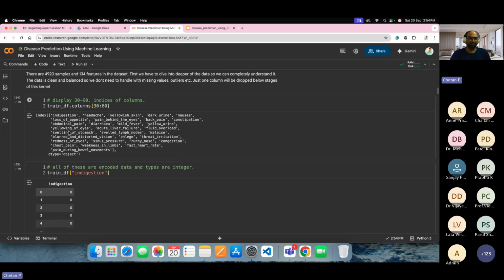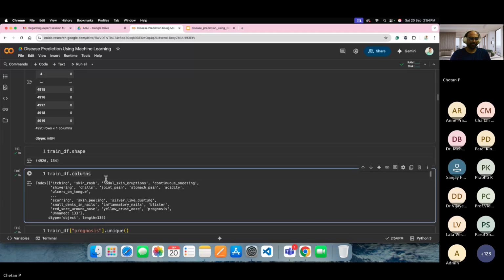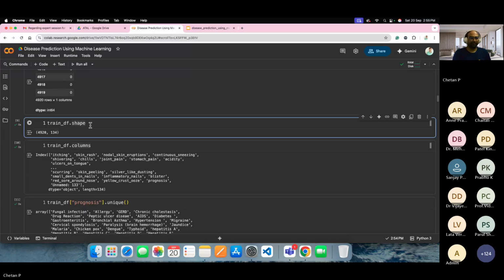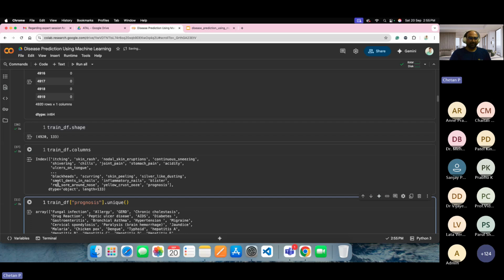Before that, let me open all the columns as well. These are the different columns: itching, skin rash, nodal skin eruptions, contagious. So it is a multi-disease classification problem. Shivering, chills, joint pain, stomach pain, acidity. You can see there are 133 columns.